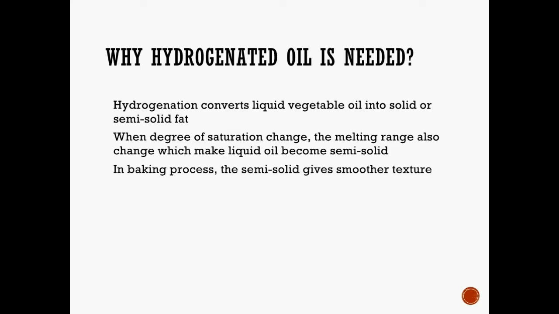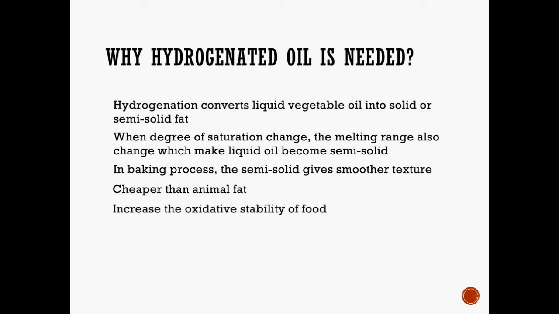In baking, this form of vegetable oil is desirable as it gives a smoother texture. Besides, it is also way cheaper than animal fats, with a wide range of consistencies. Hydrogenated oil also increases oxidative stability of food and increases the shelf life. We already know why hydrogenated oil is needed. So let's move on to the process, which is hydrogenation.